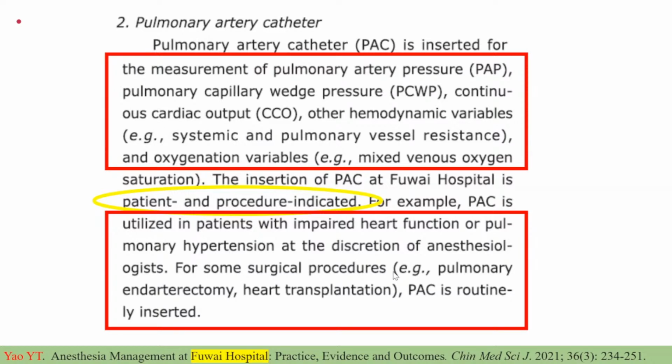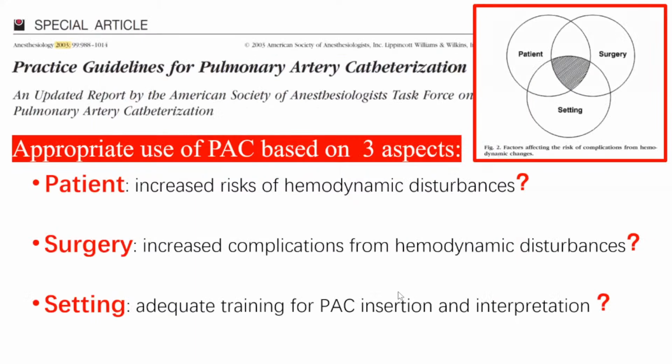For some surgical procedures, such as pulmonary endarterectomy and heart transplantation, PAC is routinely inserted. In 2003, ASA updated the practice guideline for pulmonary artery catheterization, suggesting that the appropriate use of PAC should be based on 3 aspects, namely patient factor, surgery factor, and setting factor.